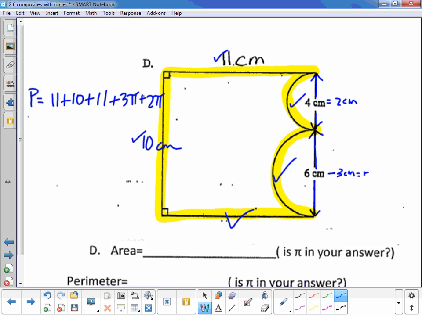Now, we cannot add together terms that don't have pi and terms that have pi. They have to be kept separately. So none of these terms right here have pi, so we can put them together, and I think that makes 32. And these terms right here make 5 pi. So 32 plus 5 pi, and that's as simplified as you can get. So you just put centimeters on your answer.